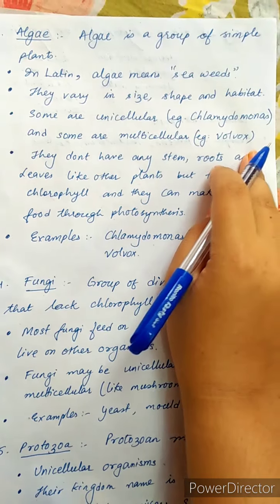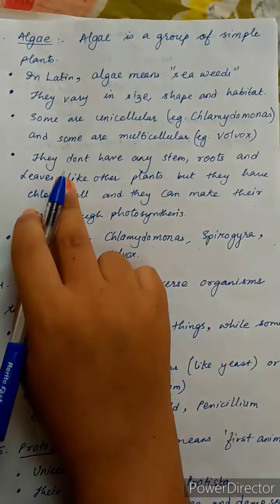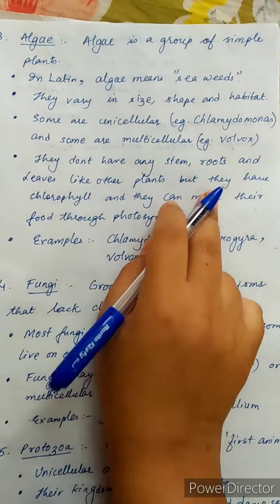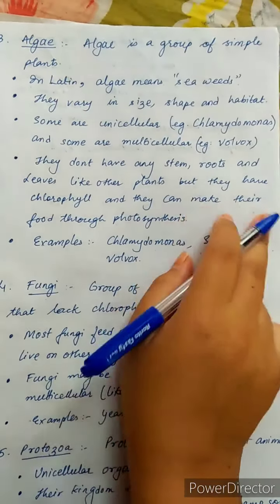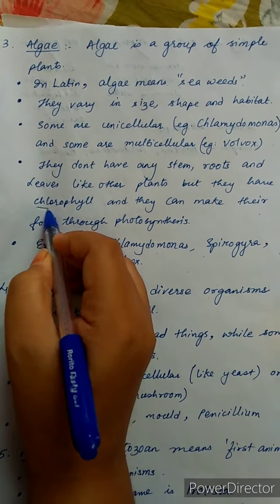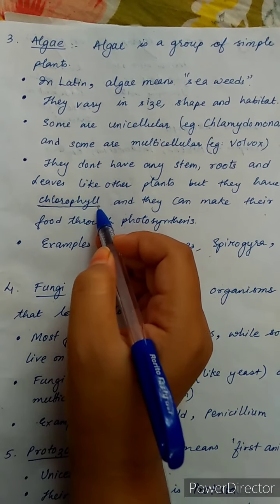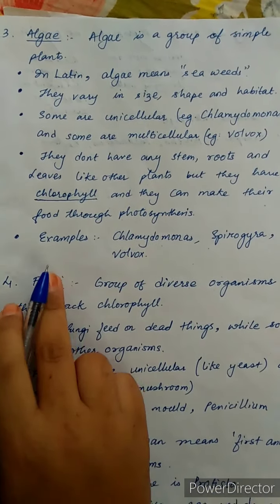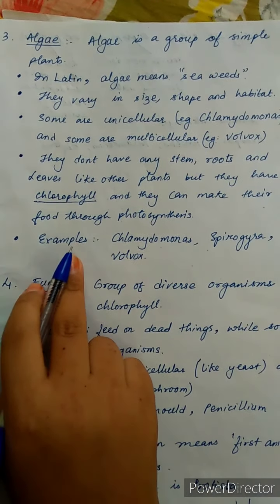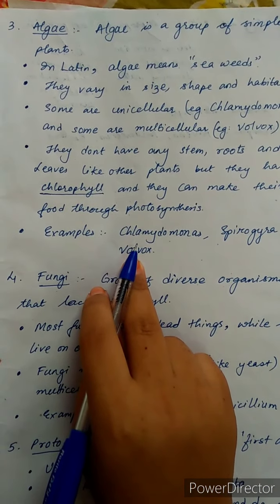Example Volvox. They do not have any stem, roots and leaves like other plants, but they have chlorophyll and they can make their food through photosynthesis. Chlorophyll means a green pigment that is present in leaves for making their food. Now these examples are Chlamydomonas, Spirogyra and Volvox.